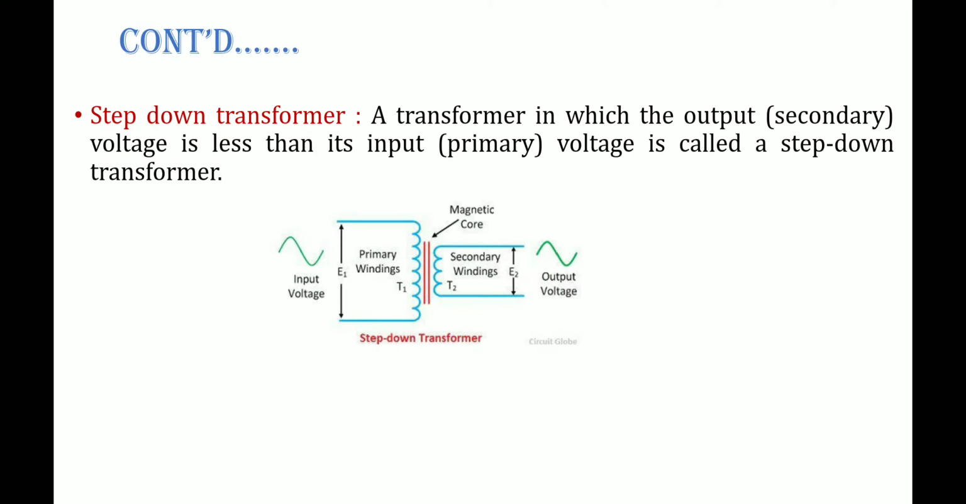The next one is the step-down transformer. Step down means that the number of turns is more on the primary side. So here N1 is greater than N2, the primary side has more turns and the secondary side has fewer turns, or else V1 is greater than V2. That is called a step-down of the voltage, nothing but a step-down transformer.